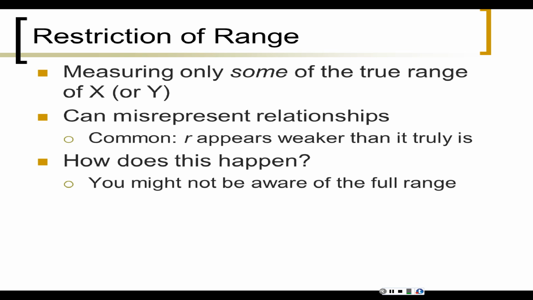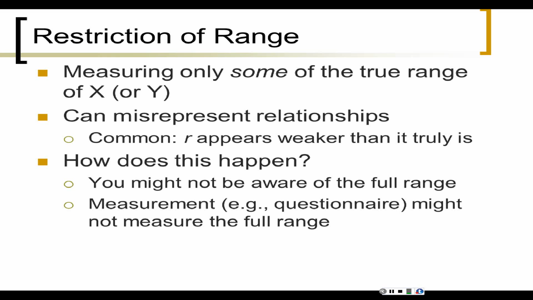Sometimes you're not even aware of the full range. Sometimes you use a questionnaire or some other kind of measurement that doesn't measure the full range. What if you are measuring IQ with a regular IQ scale, but you're measuring it in the gifted and talented classes at the local schools? Well, you're not going to be representing the people on the top end. Regular IQ scales have a hard time making distinctions between people who have very high IQs, and so we call that a ceiling.